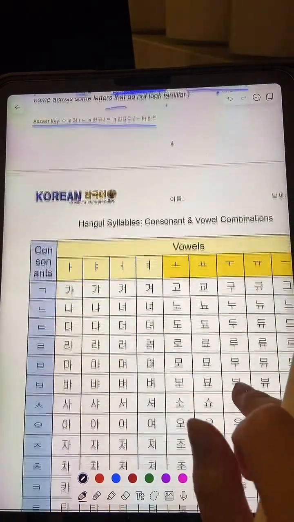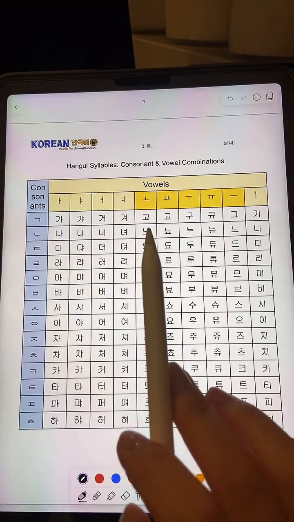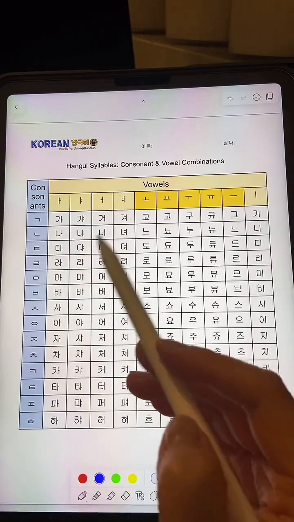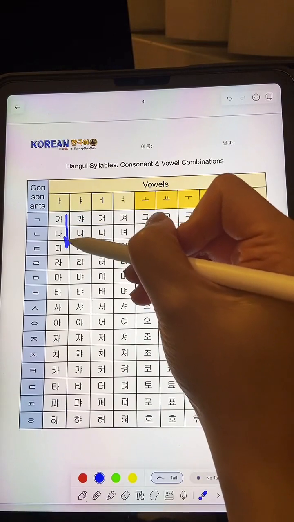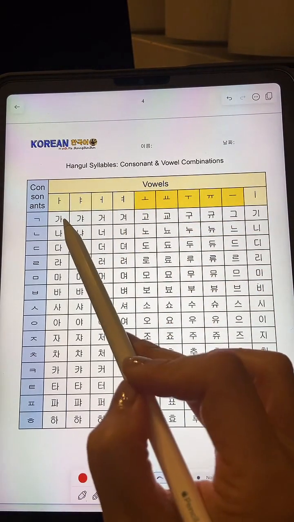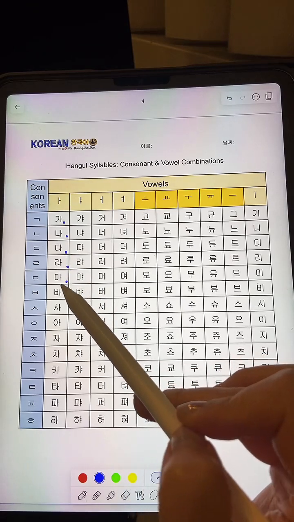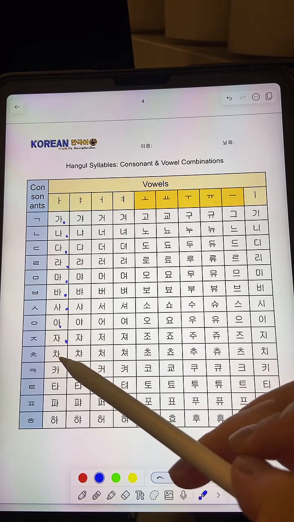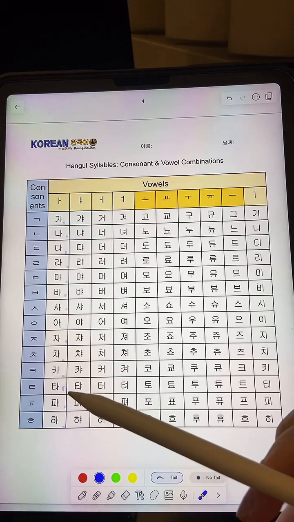Good. All right, and then the last page of this packet, it just has all the vowels and the consonants together. So why don't we just go over the sounds, okay? Some of you already know this. Make this a practice. So we're going to start. Let's just go this way down from here. So we have ka, na, ta, ra, ma, pa, sa, a, cha, cha, ka, ta, pa, ha.